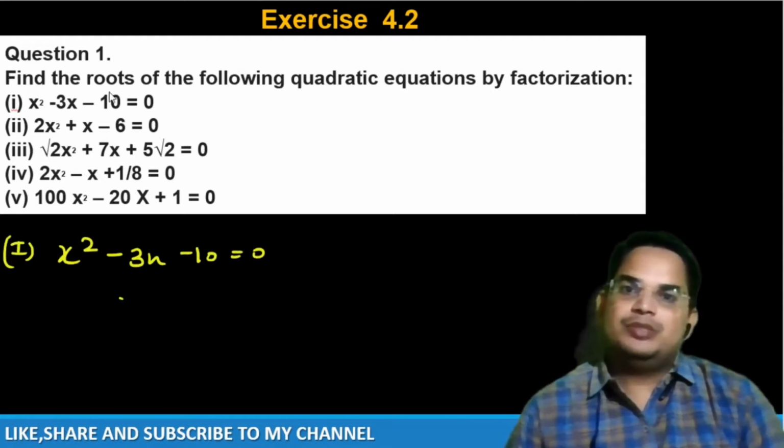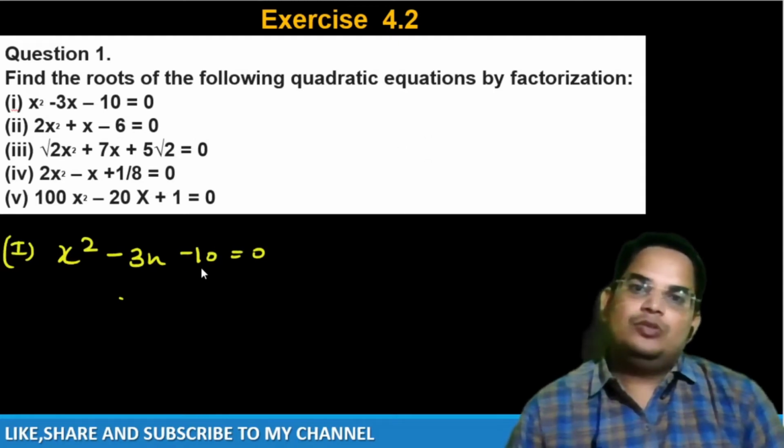So how to do this question, children? First of all, what will I do? I will find the factors of 10. So what are the factors of 10?